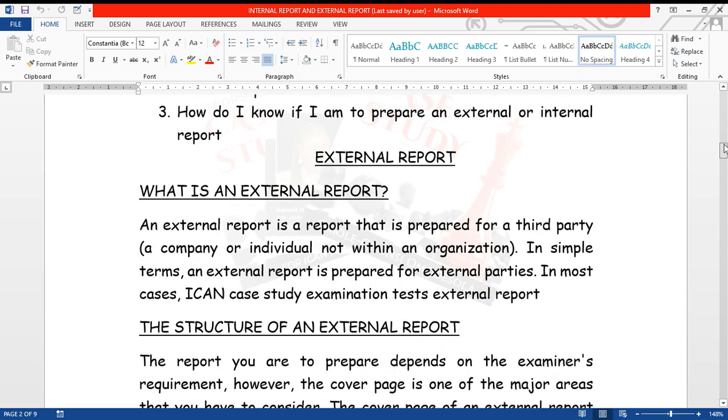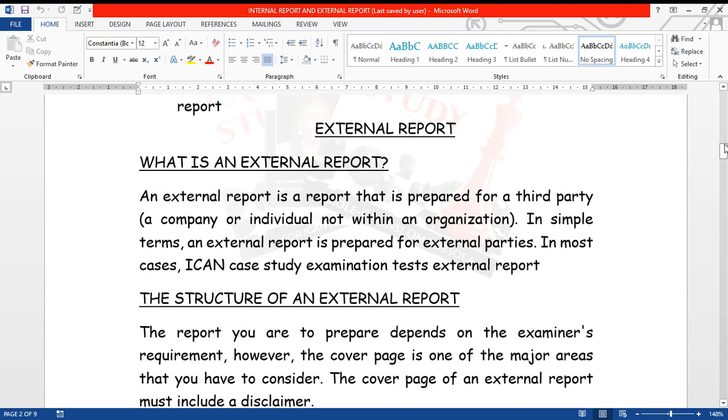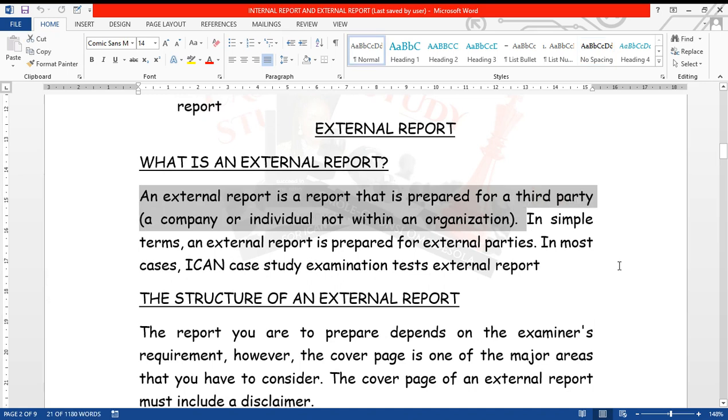So now, an external report. An external report is a report that is prepared for a third party, a company or individual, not within the organization. Do you understand? So in summary, in simple terms, an external report is prepared for an external party. An internal report is prepared for an internal party. So let's bring it down to a very simple explanation.